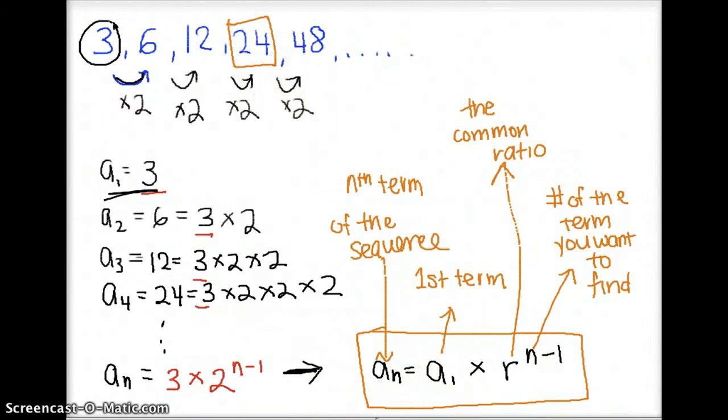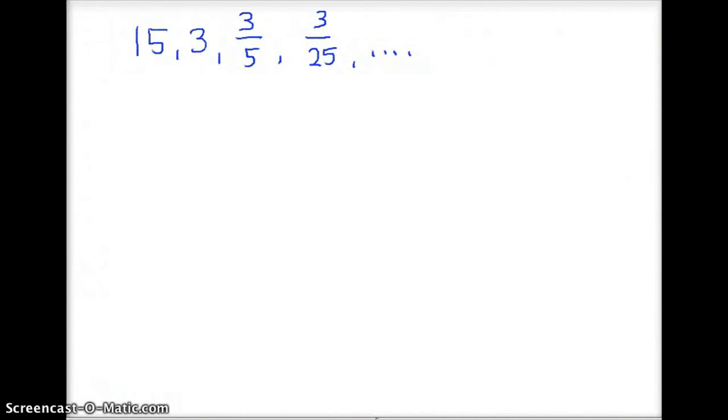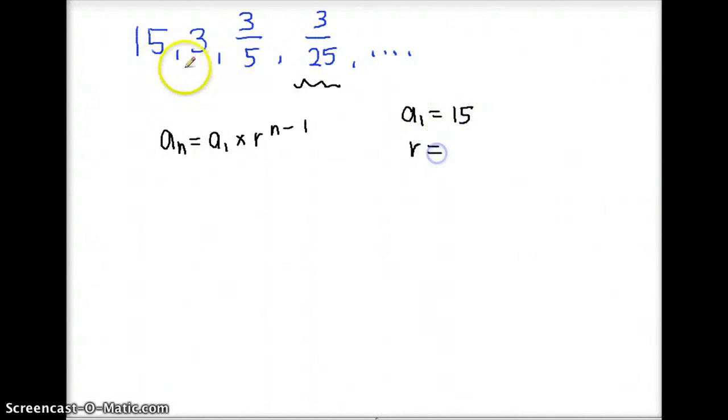Okay, so we're going to try to use this formula on another sequence right here. Let's say we want to verify that this fourth term of the sequence is actually 3 over 25 using the formula. So we have an equals a1 times r to the power of n minus 1. We want to find out what an is. And we know so far that a1 is 15. For r, we're dividing by 5 each time, so that means we're multiplying by 1 over 5 each time, right?